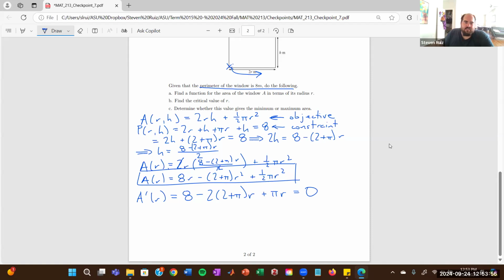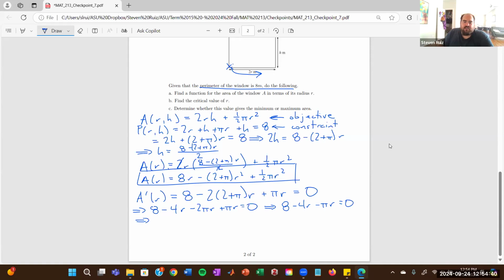All right, so now what happens? Maybe now is a good time to start expanding these brackets. So what do I get from this? 8 minus 4r minus 2 pi r plus pi r equals 0. There's one more thing I can do here: 8 minus 4r minus pi r equals 0.